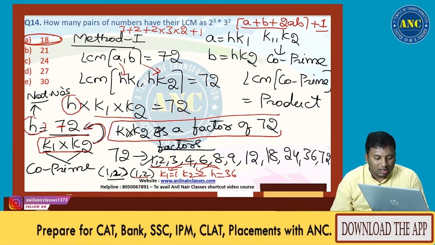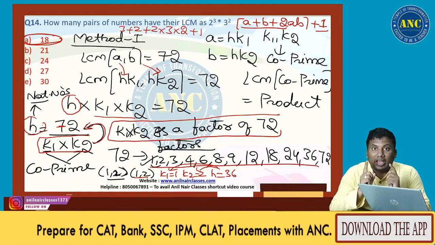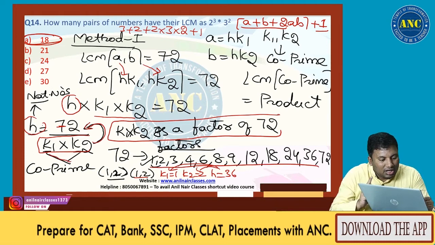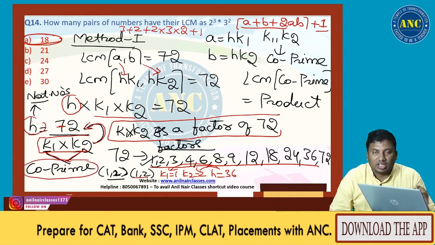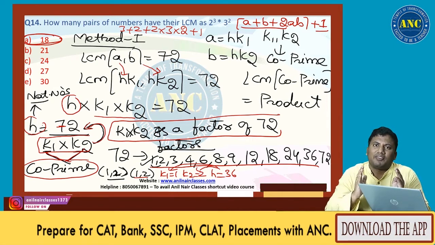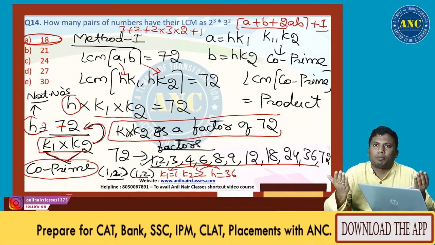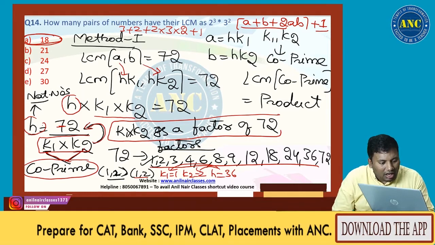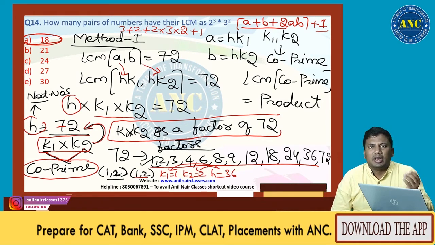I wrote all the factors of 72. I need to take two numbers which are co-prime to each other and whose product should be a factor of 72. It is similar to yesterday's question: how many distinct factors of 72 are co-prime to each other? If I take 1 comma 1, 72 by 1 into 1 is 72. LCM of 72 comma 72 is 72.